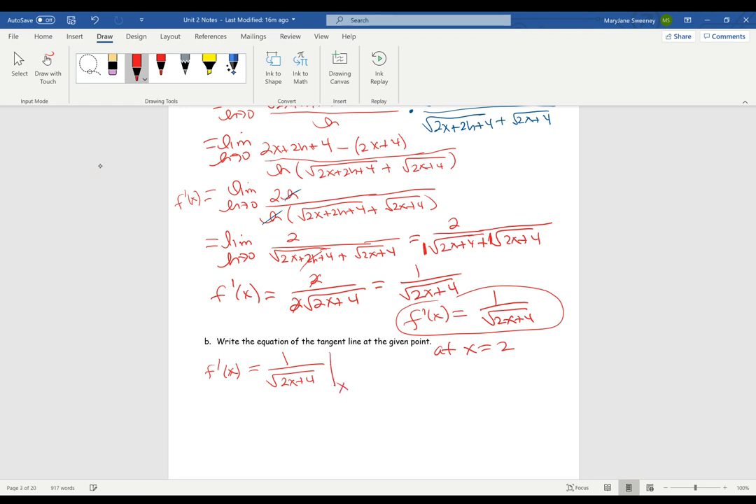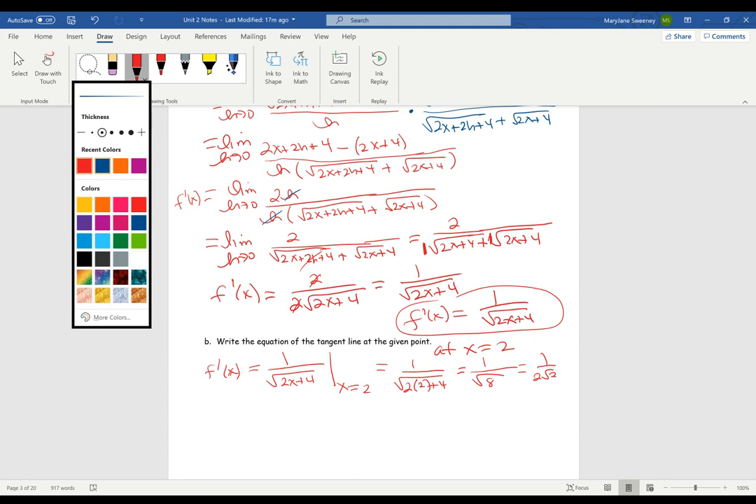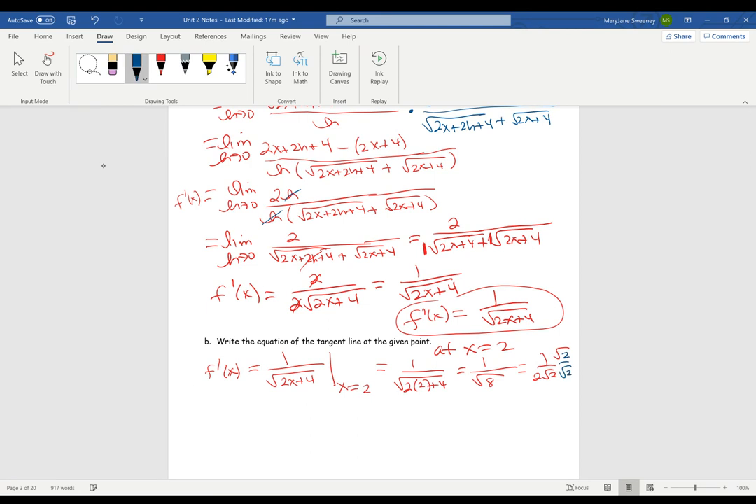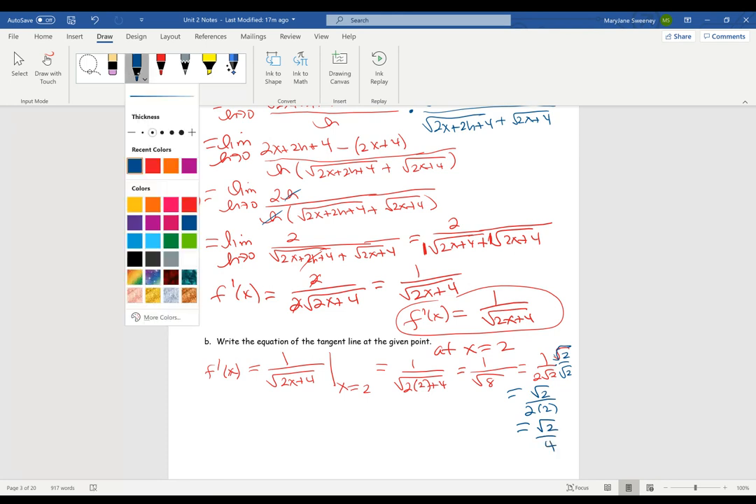Sometimes in Calc, when we're going to plug in, we just drop a line and say we're going to plug in x is 2. And then I would plug in 2 for x. 1 over square root of, that would basically be 4 plus 4, which is 8, or 2 radical 2. If I want to rationalize, that becomes radical 2 over 2 times 2, or radical 2 over 4. That is my slope, because the first derivative is the slope.